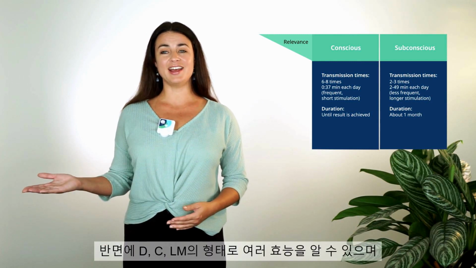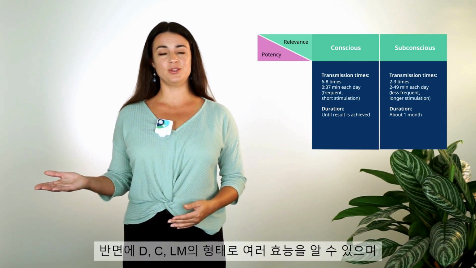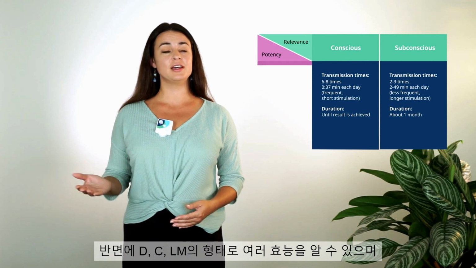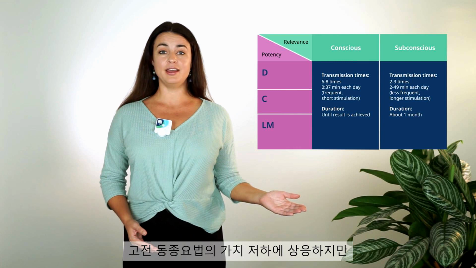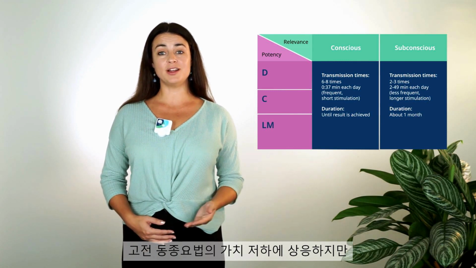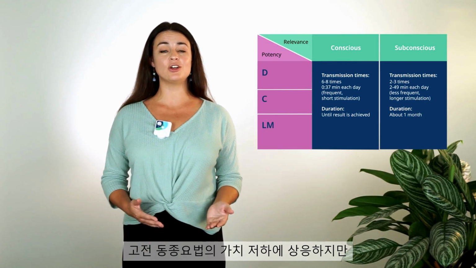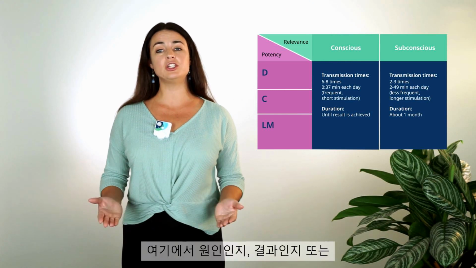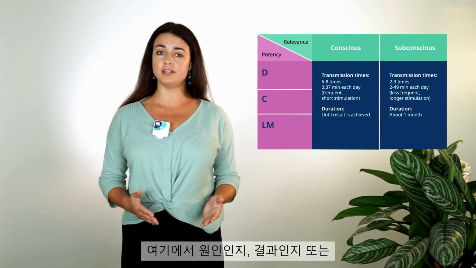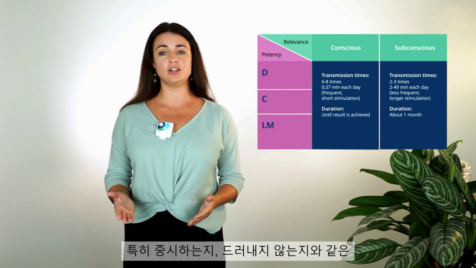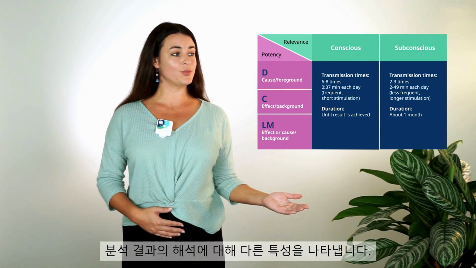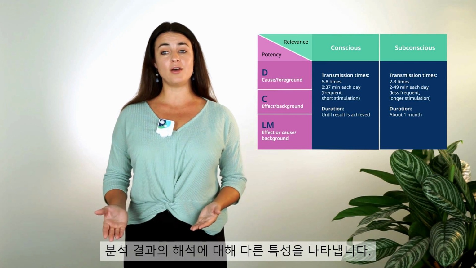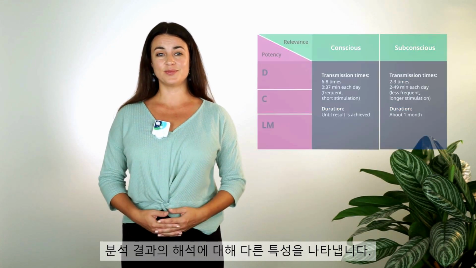On the other hand, you can see the different potencies in the form of D, C, and LM, corresponding to the dilution in classical homeopathy, but which are here representing different qualities in the interpretation of your analysis results: cause or effect, or foreground and background.